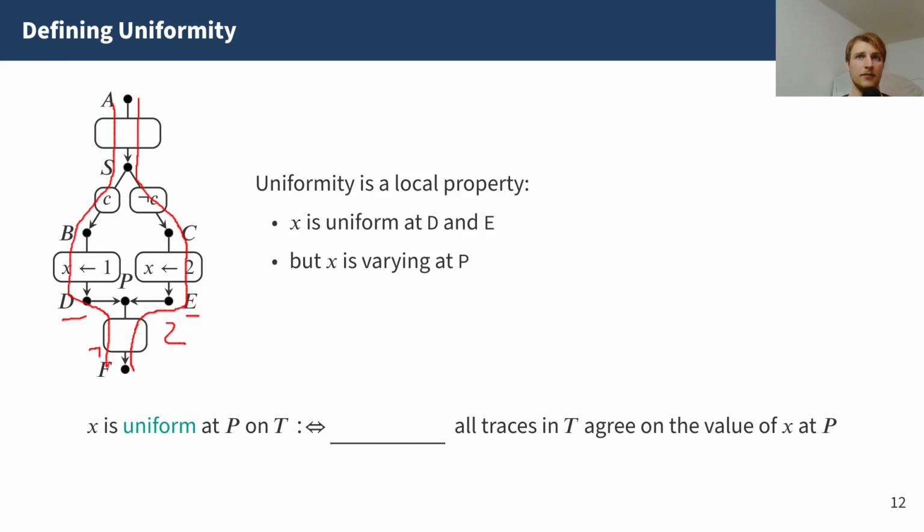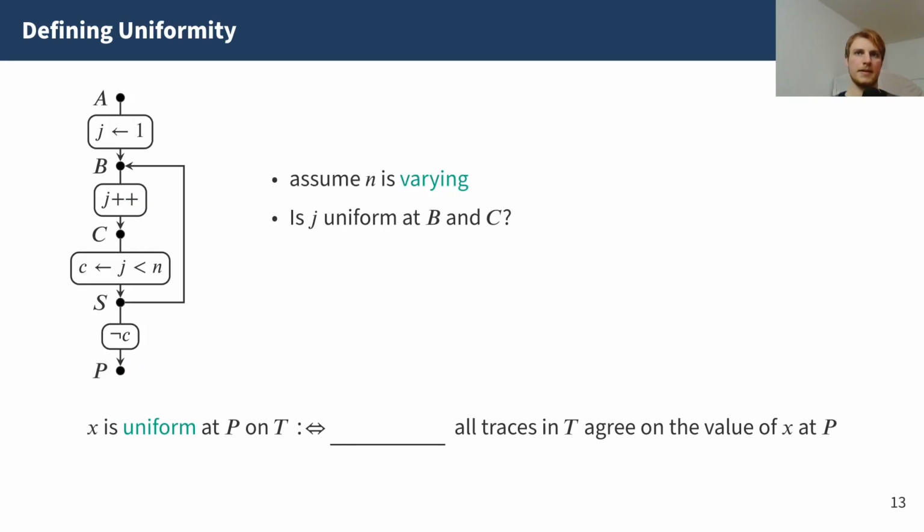So the first idea for a definition would be to say the variable X is uniform at program point P on the trace set T if all traces in T agree on the value of X at P. This definition is already enough for acyclic graphs, but for loops there is still something missing. Let's consider another example to fill this gap. Here we have a loop with a loop counter j, which is incremented in every iteration. The loop is exited as soon as j is greater or equal to n.